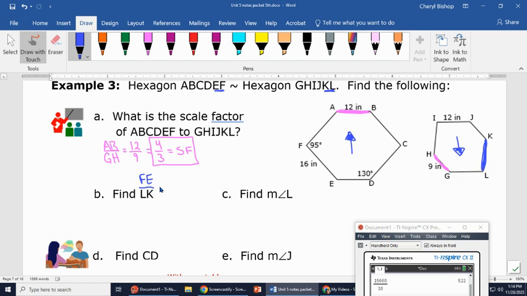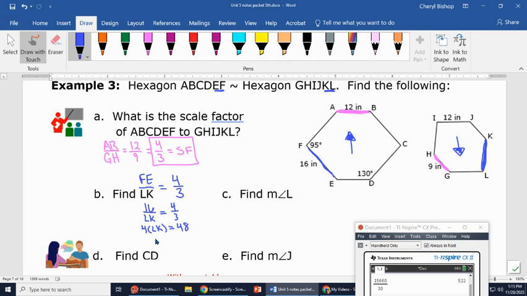Okay. So what is this fraction going to reduce to? They all reduce to the same scale factor, 4 to 3. FE is how much? 16. LK, we don't know. That's what we're trying to find. That's going to equal 4/3. We're going to cross multiply. 4 times LK is going to equal 16 times 3. What's 16 times 3? It's what? 48.